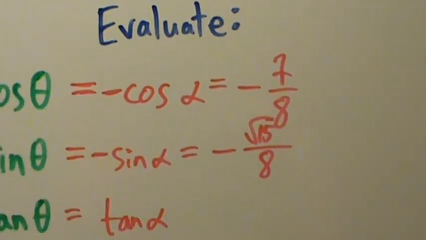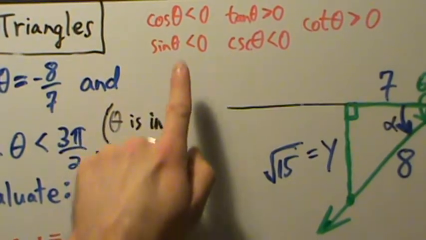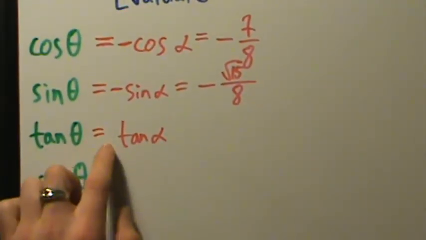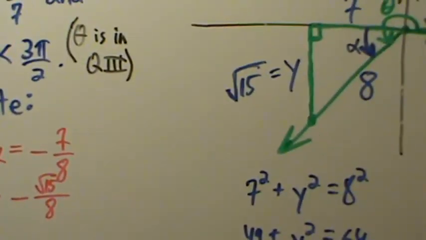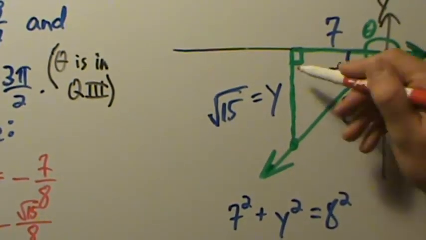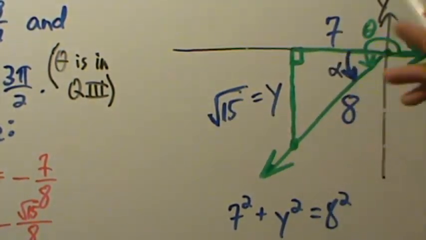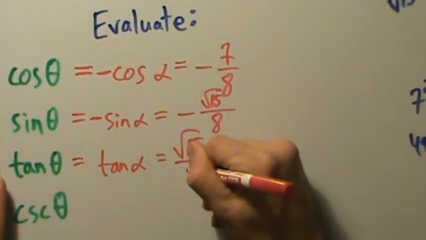Remember these two guys had minus signs. Let's zoom out a bit. These two guys had minus signs because cosine and sine are negative in quadrant 3, but tangent of theta is positive in quadrant 3, so there's no minus sign out in front of here. So what is the tangent of alpha? It's opposite over adjacent. Opposite, root 15, over adjacent, 7. So this is just root 15 over 7.